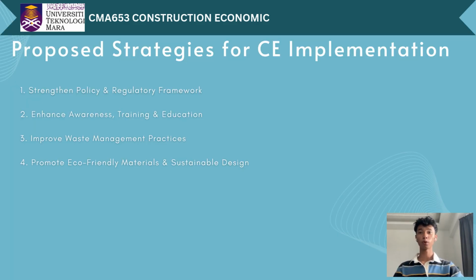Moving to the next slide, these are the proposed strategies to strengthen circular economy implementation in the construction industry. Firstly, we need to strengthen the policy and regulatory framework. The government can play a major role by enforcing mandatory waste segregation on site and introducing incentives such as tax rebates, grants, or additional GBI points for CE-based projects. Clear guidelines should be developed for material reuse, recycling procedures, and construction standards to ensure consistency across the industry. Second, awareness, training, and education must be enhanced. Workshops, CPD, training sessions, and collaboration between universities and industry partners can significantly improve understanding of CE practice.